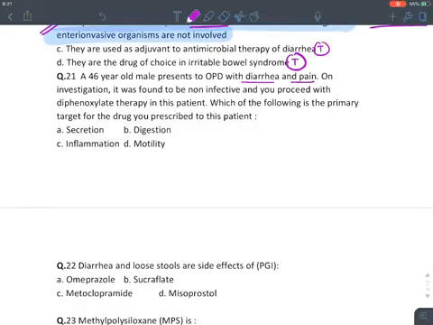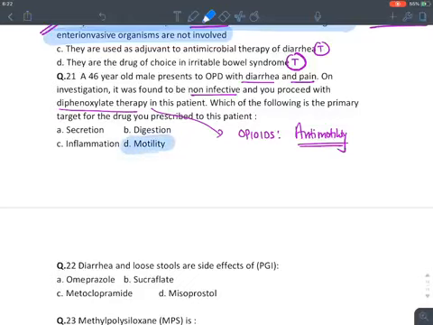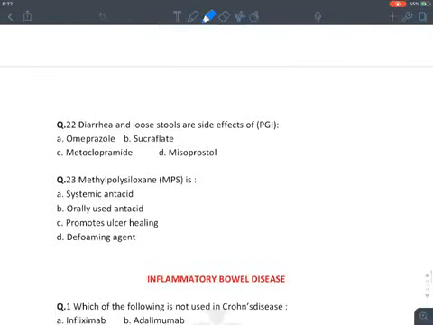A 46-year-old male presents to OPD with diarrhea and pain. On investigation, he was found to be non-infective and you proceed with diphenoxylate therapy. Which of the following is the primary target of this drug you prescribe? Remember, diphenoxylate is an opioid and opioids are anti-motility drugs. They reduce the motility of intestine. Hence the answer for this question is motility.